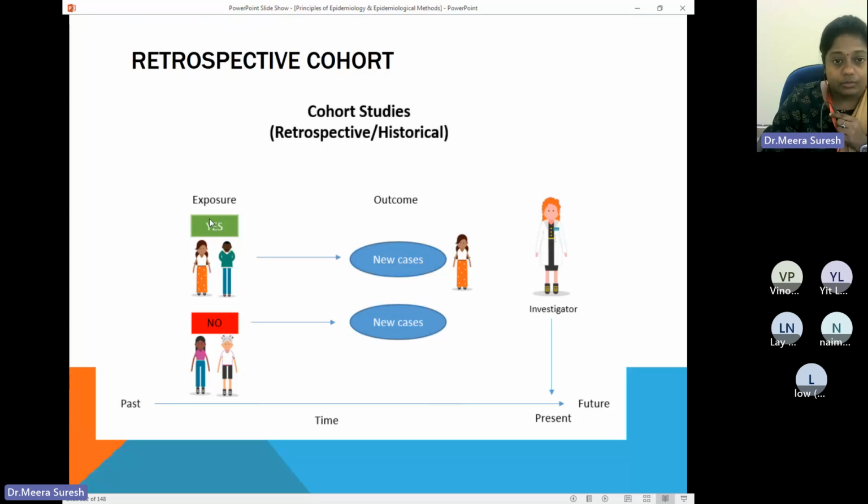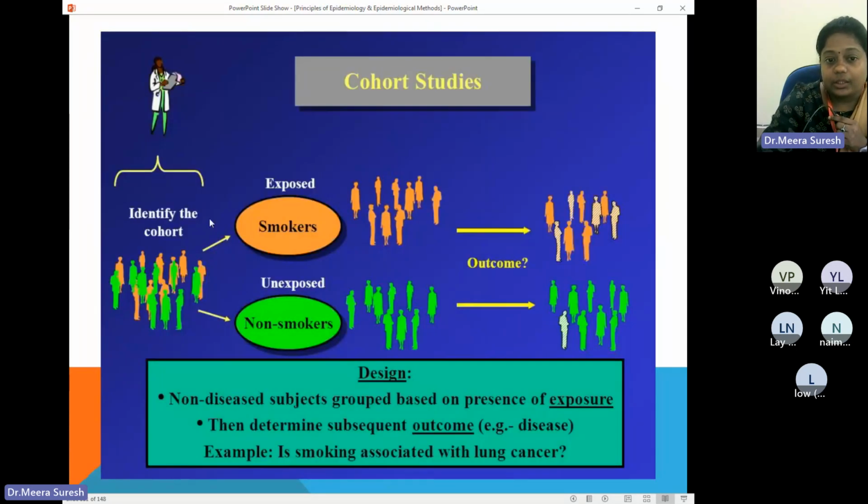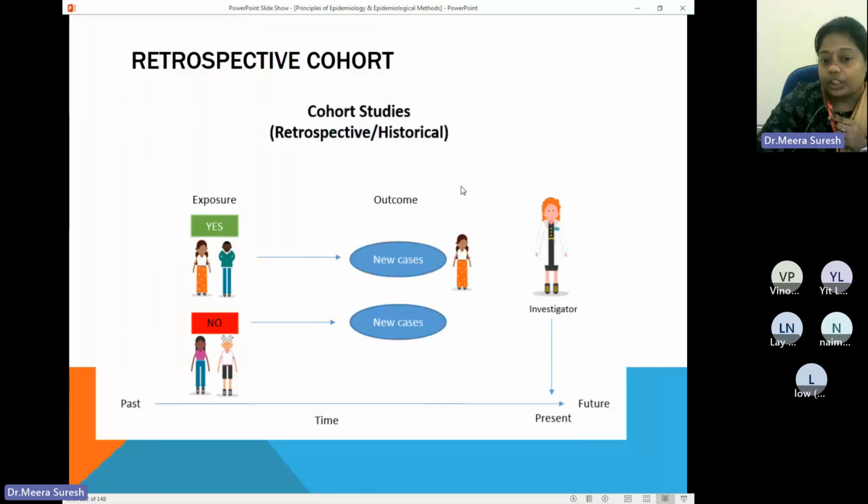It is so confusing. Forget about this. Just remember the preliminary, easier one. In the prospective cohort, the outcome has not developed when you started studying. The people have not developed lung cancer when you started your study. So that is a complete prospective. And in the case of retrospective, the outcome has happened, at least in some people, when you started studying.